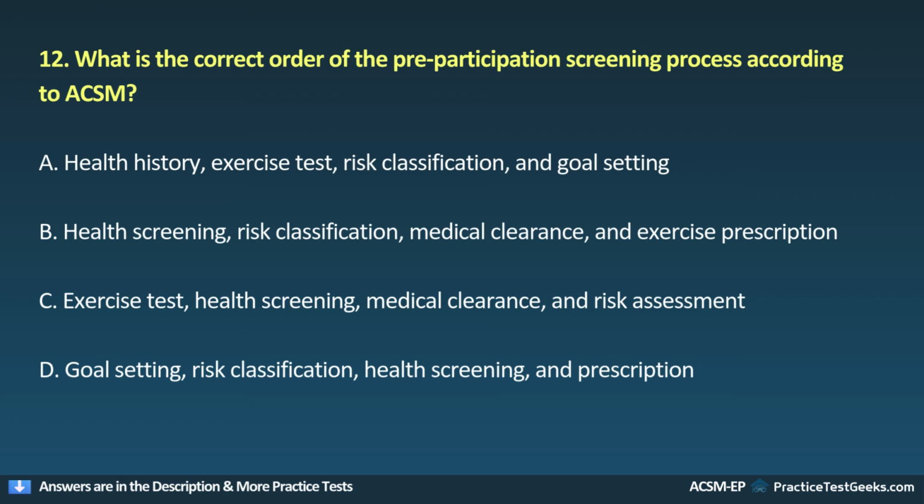12. What is the correct order of the pre-participation screening process according to ACSM? A. Health history, exercise test, risk classification, and goal setting. B. Health screening, risk classification, medical clearance, and exercise prescription. C. Exercise test, health screening, medical clearance, and risk assessment. D. Goal setting, risk classification, health screening, and prescription.